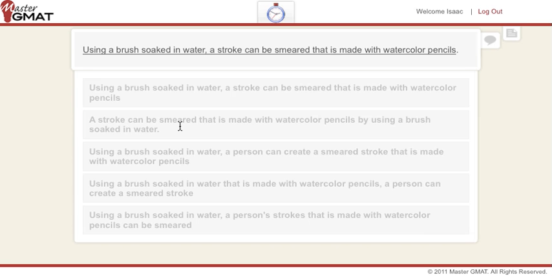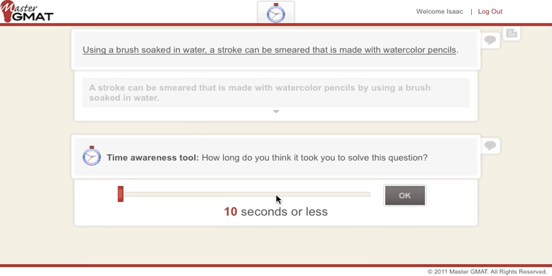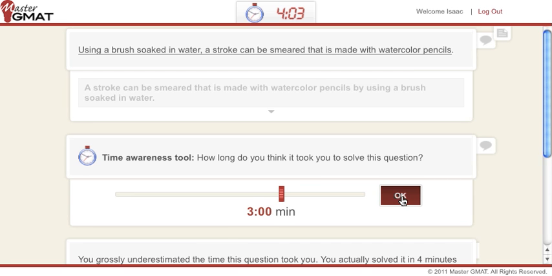By the way, if you're not sure, let's just click on that for the hell of it. Okay. This is our time awareness tool, of course, makes us super aware of how long it takes us to answer each question, which is obviously going to be super, super important the further into the training you are before the GMAT. We click on the OK.